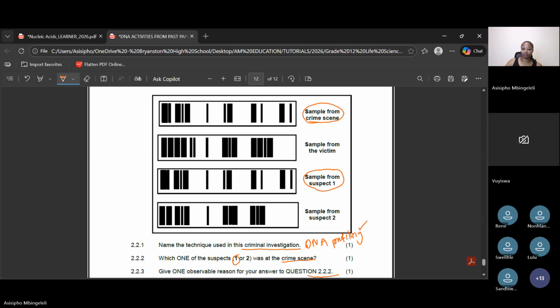I need you to include the word all. I need your same answer, but include the word all in there. All the DNA bands show that suspect 1 matches the crime scene sample.